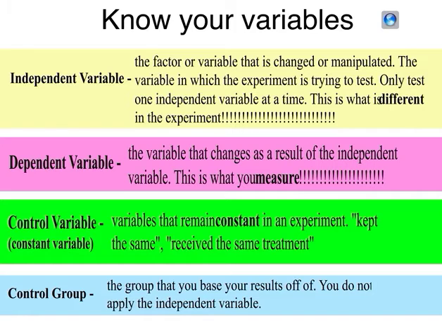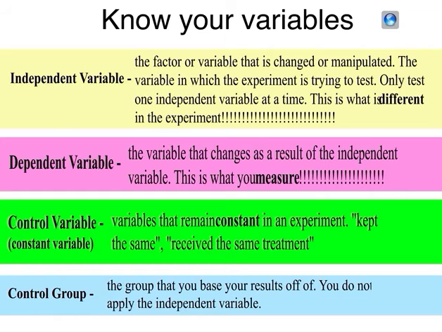The control variable is the variable that is kept constant. It can be multiple different things. You'll also hear this called the constant variable. So if you're giving all the grass plots the same amount of water, if the size of the plot is the same, those are all controls or constants across the experiment.